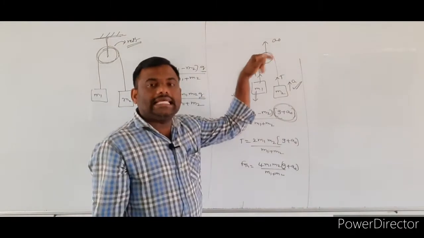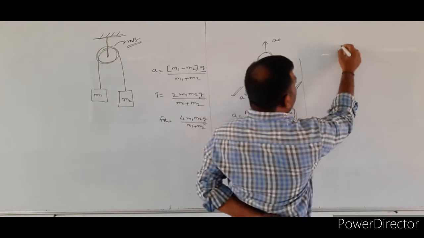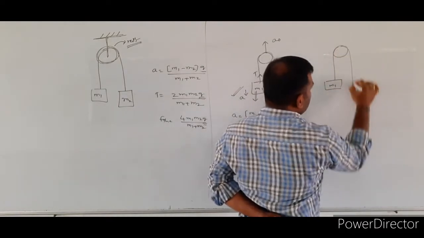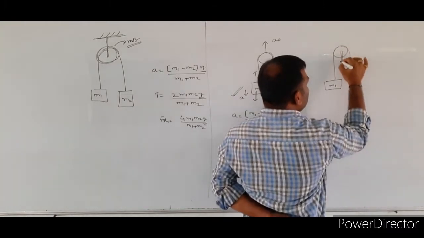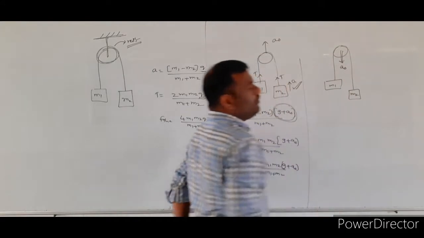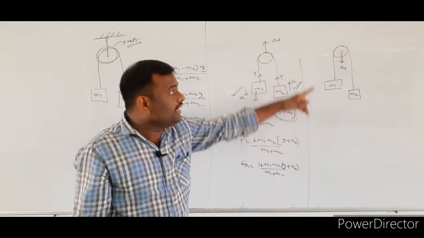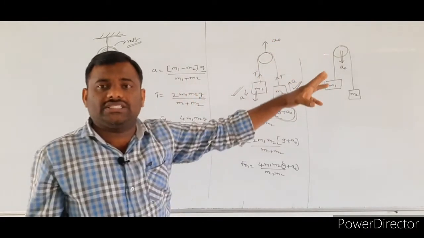So that is if the pulley is moving in the upward direction. In the second case, we assume that the pulley mass system will be moving in the downward direction with the same acceleration of A naught.